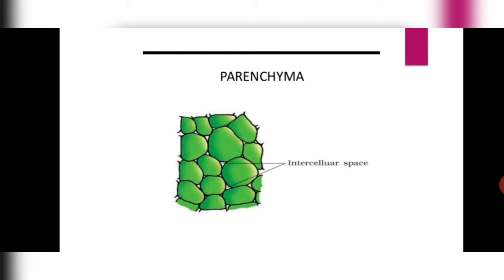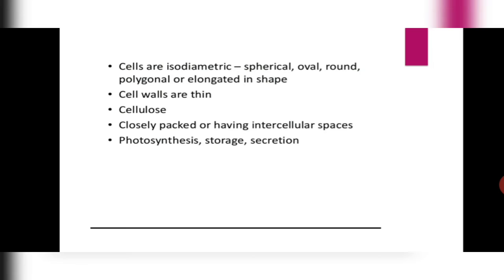Can you see? Parenchyma is basically isodiametric, either spherical, oval or round, polygonal, elongated but isodiametric cells which have very thin cell walls, which are cellulosic. They are closely packed and they have intercellular spaces, and they can perform photosynthesis, storage function and secretion function.